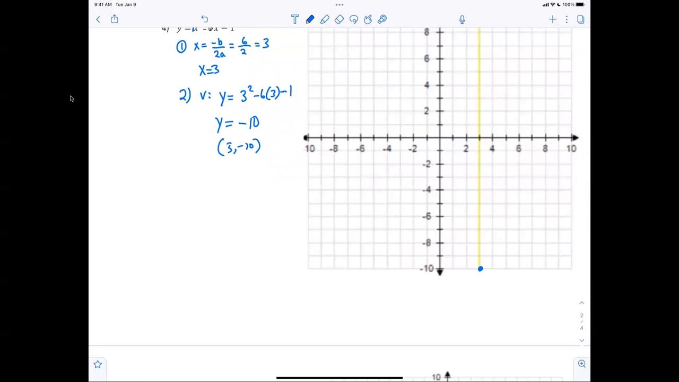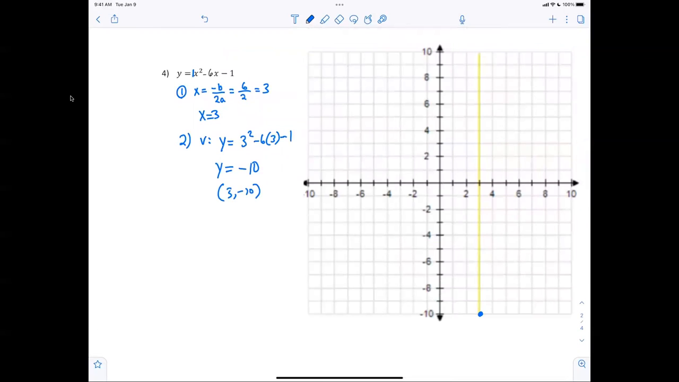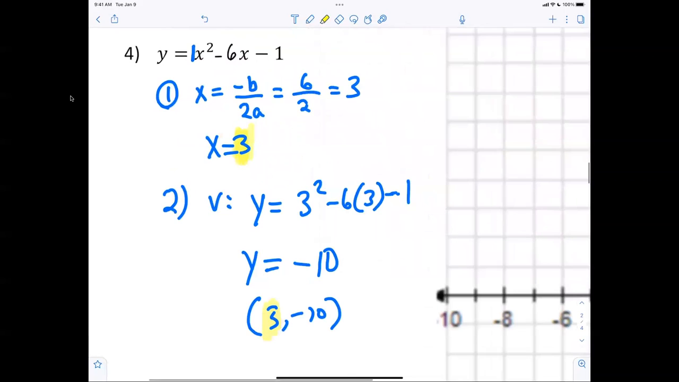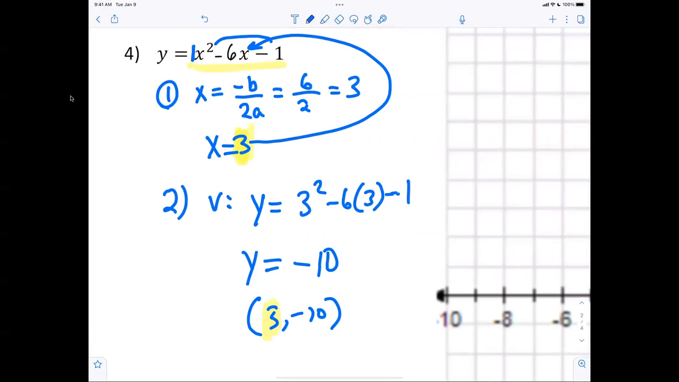I'm confused on the vertex formula. How do you write it out? I don't understand. The x coordinate is always this value here from number 1. She's confusing the formula. So in this equation right here, you plug 3 in for x. X equals 3, so plug 3 in there and 3 in there. And that's what I'm doing.